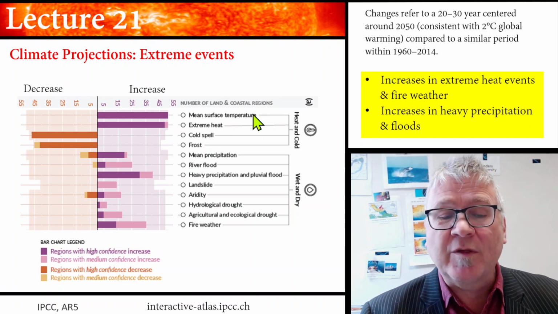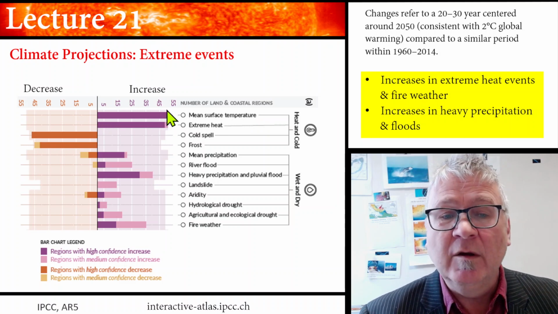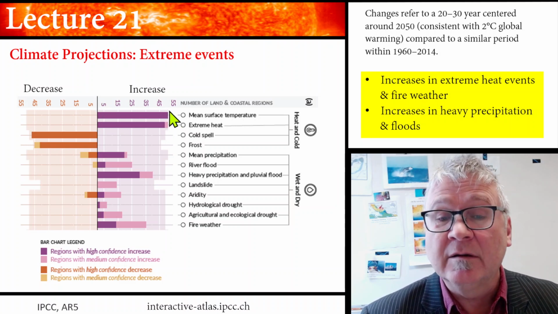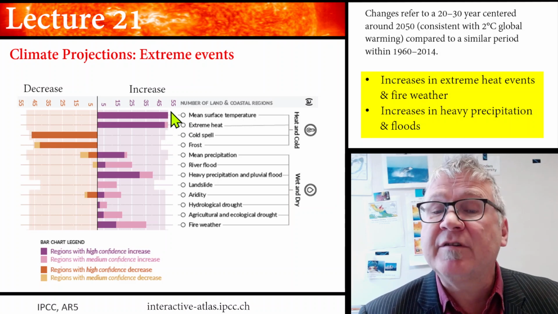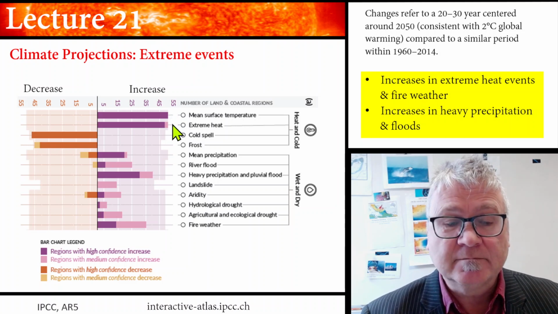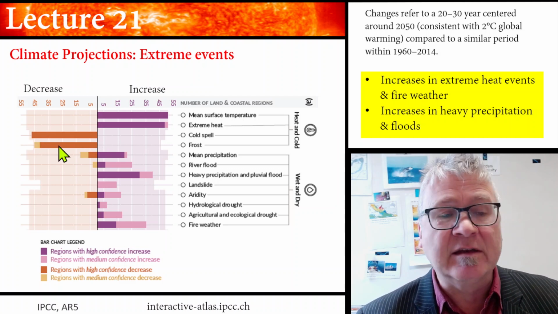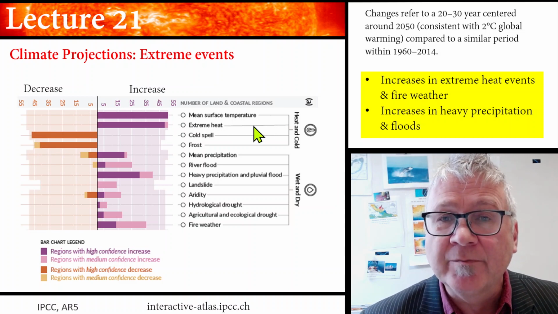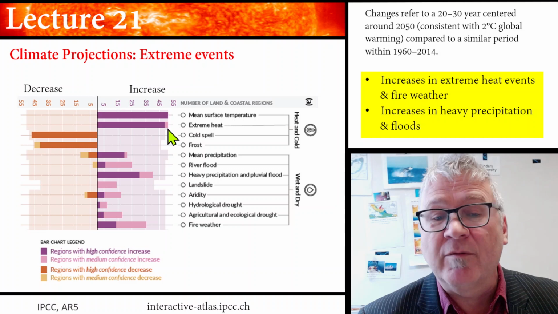Okay, and regions with a high confidence level are given here in this purple. Okay. And you can see that all areas experience a mean surface temperature increase. Again, that's a high confidence. If you have something with a medium confidence, it's shown in pink. Okay, and then you also have areas with a decrease, which is shown here in the darker orange and a lighter orange color. And then you can have a look at all different types of extreme events, like extreme heat events. And you can see that there is a high confidence of an increase.